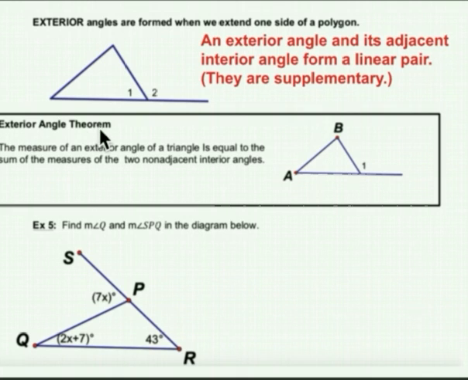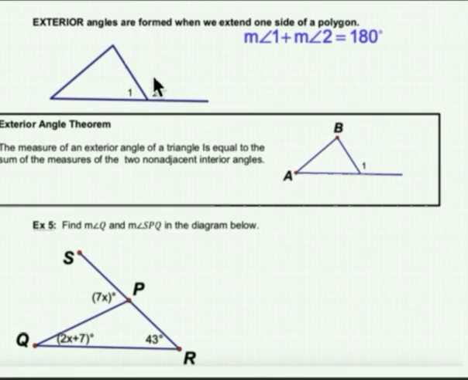Before we talk about the exterior angle theorem, we first need to define what we mean by exterior angles. Of course, exterior angles are outside of the triangle, where interior angles are inside the triangle. Exterior angles to polygons are formed when we extend one side of the polygon, or extend one side of the triangle in this case. This exterior angle and its adjacent interior angle next to it form a linear pair together, so they are supplementary. That means that the measure of angle 1 plus the measure of angle 2 is 180 degrees. Again, this is in blue. You don't need to copy it into your notes.